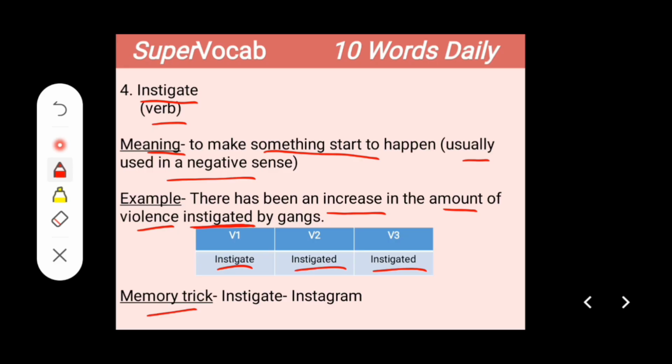And the memory trick is instigate and Instagram. They sound similar, and nowadays we see a lot of chaos and violence that starts from social media. If someone makes some kind of controversial claim on social media, it leads to some kind of unrest. Okay, so basically we are talking about the whole of social media, but Instagram sounds similar to instigate. That's why I have taken Instagram as an example.